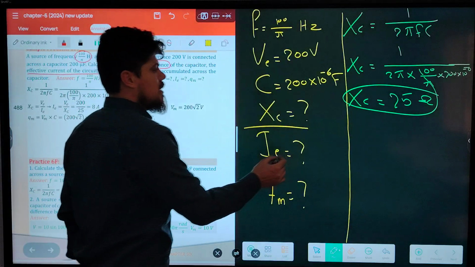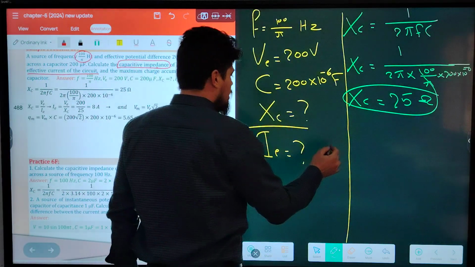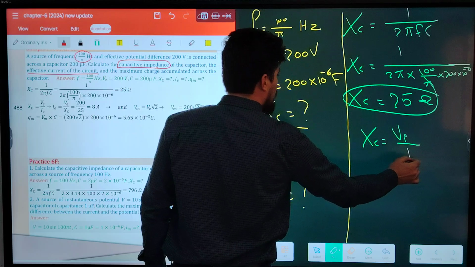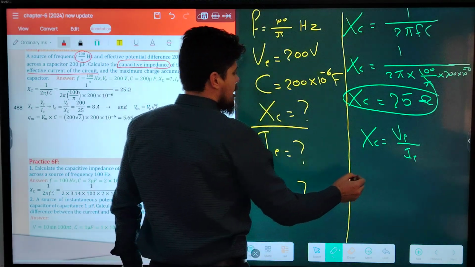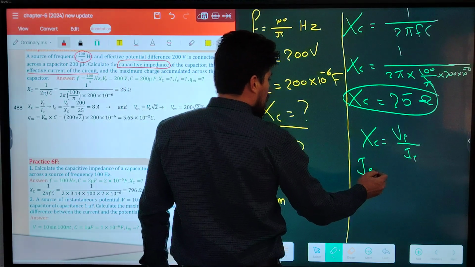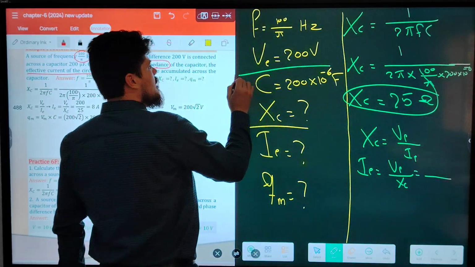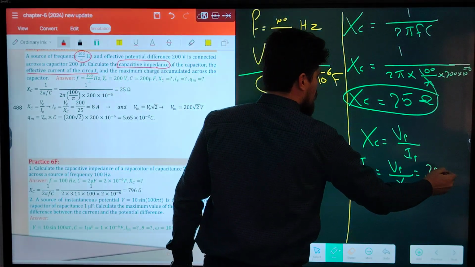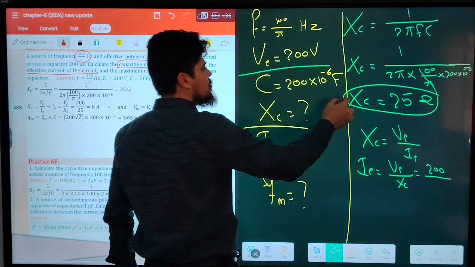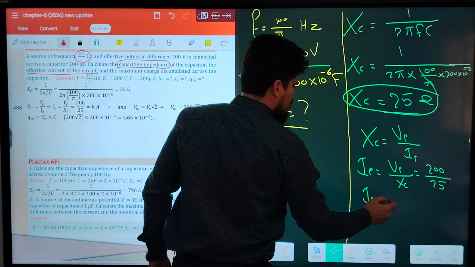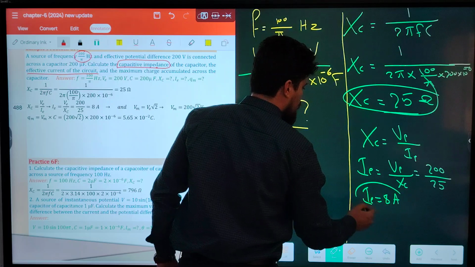How can we determine IE? Because we don't have Im, use Ohm's law. XC is equal to VE over IE. Yes. IE is equal to what? VE over XC. Do we have VE? Yes, 200. XC we didn't have, but we found 25. I effective is equal to 8 ampere.